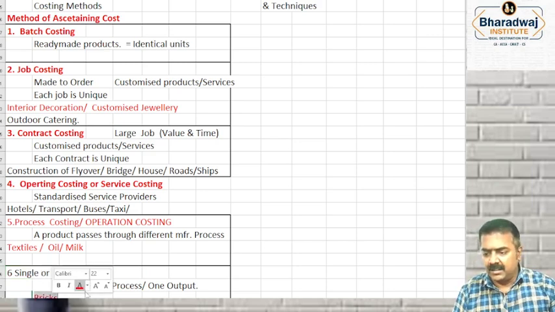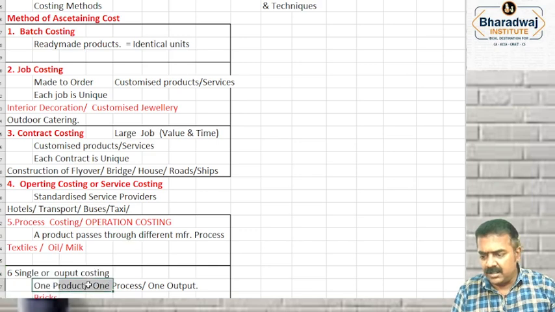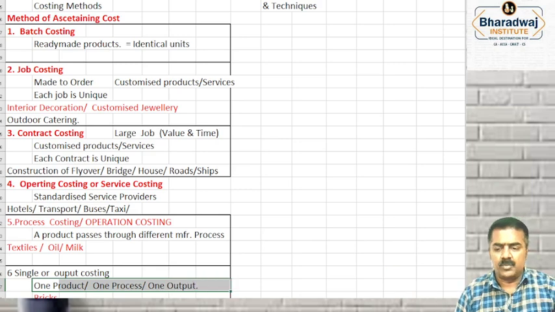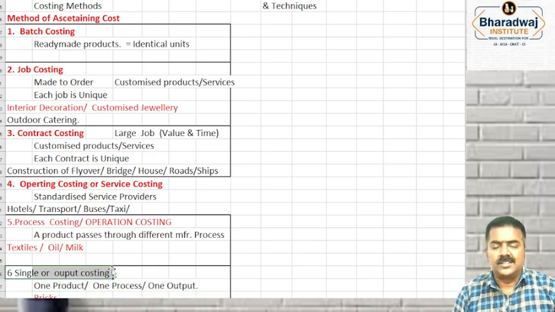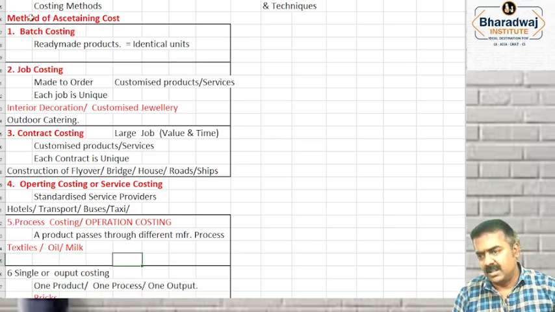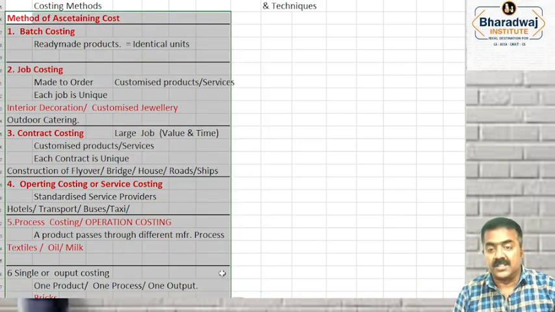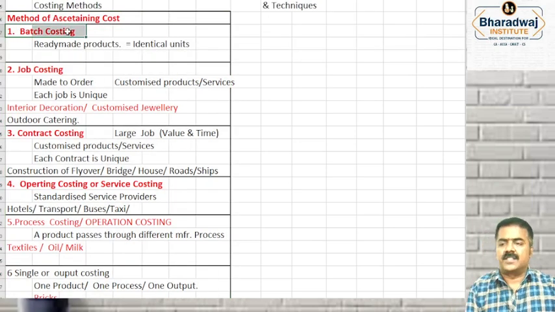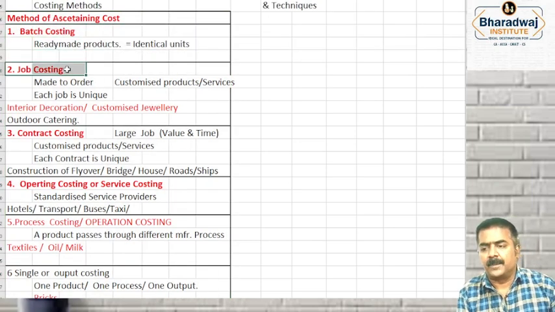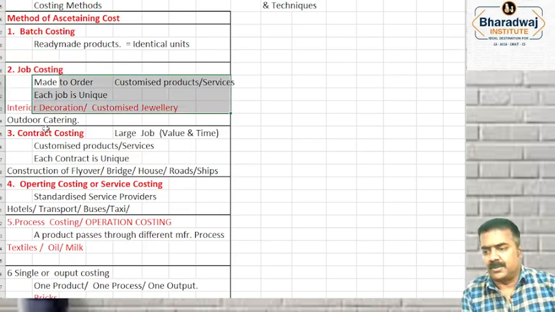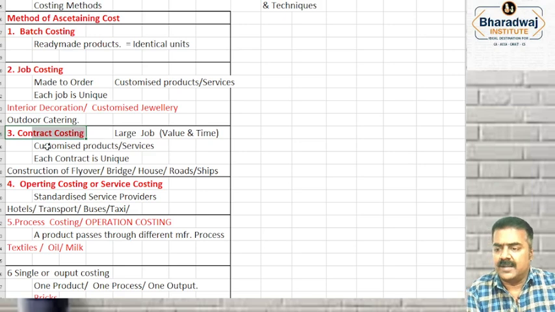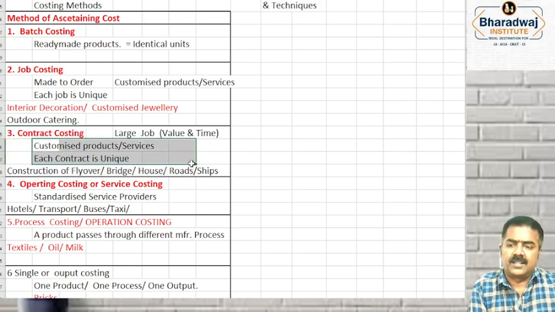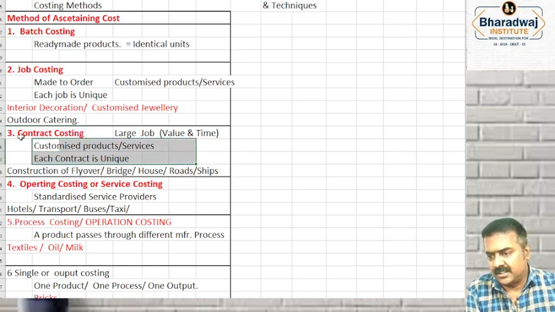Brick making, clear, where you have one raw material, one process, the heating, then one output. Which method do they follow? Single or output costing. Simple. This is what is called as what? Methods of ascertaining the cost. So who will follow batch costing? Ready-mades. Who will follow job costing? Customized products. Who will follow contract costing? Whenever the products are large, the job is large with respect to value and time.